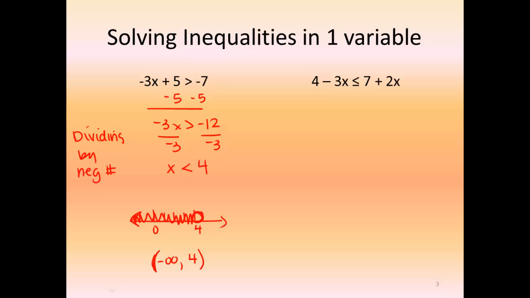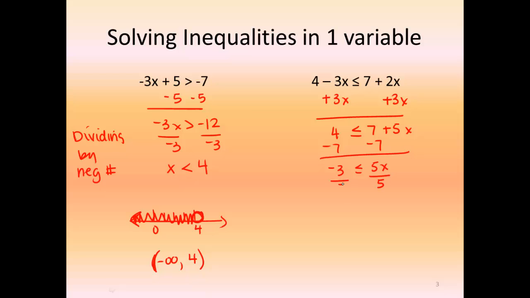Let's try this one. In this one, I may choose to add the 3x to the other side, or we could subtract the 2x from the left side. Either way, you'll end up with the same answer. I'm going to add this to the other side just to show one more thing for you. And I have 4 is less than or equal to 7 plus 5x. I'm going to subtract 7, and I'll get negative 3 is less than or equal to 5x, and divide by 5. So this gives me negative 3/5 is less than or equal to x.